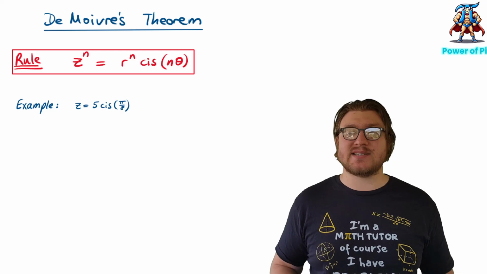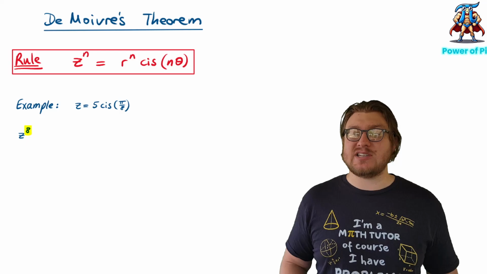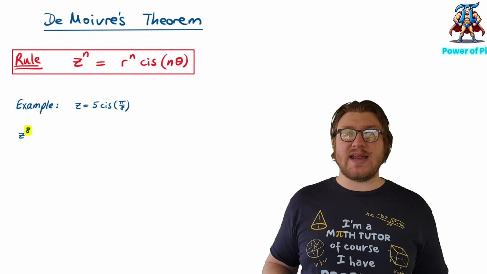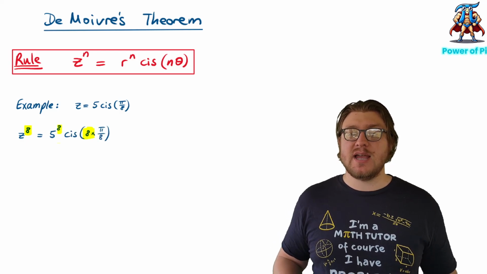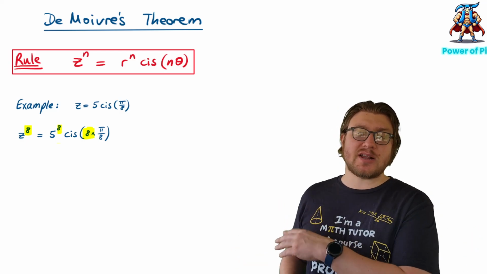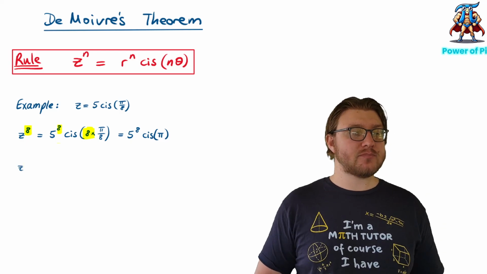We have z is 5 cis pi over 8. So if we want z to the power of 8, well, we need r to the power of 8, so 5 to the power of 8, and we need to multiply the angle by 8. Well, that was pretty easy. Chuck that in the calculator. We get 5 to the 8 cis pi.